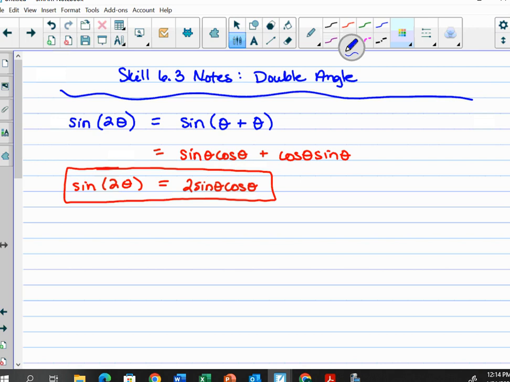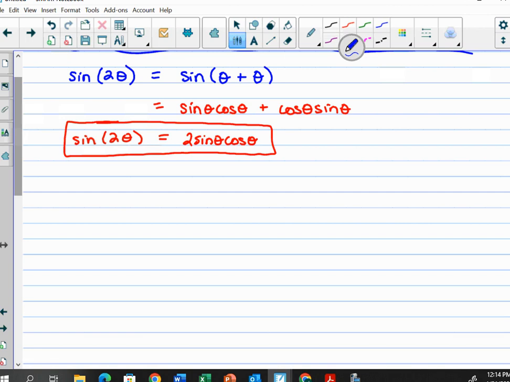All right, guys, so let's do that for cosine as well. Cosine 2 theta. How does sine theta plus theta work? So last class, do you remember sine of A plus B? Kind of what we did in our warm-up here.